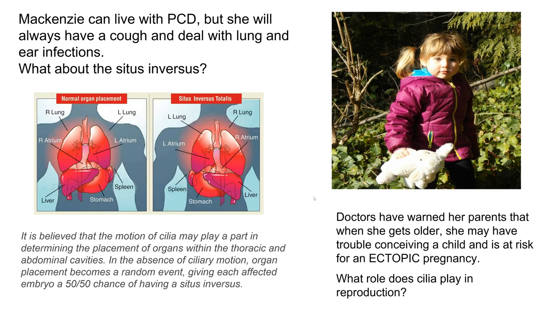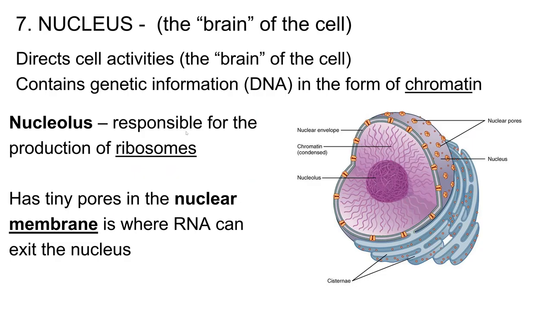Doctors have warned her parents that when she gets older, she may have trouble conceiving a child because you also have cilia in your fallopian tubes and at the end of your fallopian tubes, called the fimbriae, that move the egg into the uterus. She is at risk for ectopic pregnancy because if that egg is fertilized outside of the uterus, which can happen, the egg will implant anywhere and it can be somewhere in the abdominal cavity. And I just explained what role it plays.